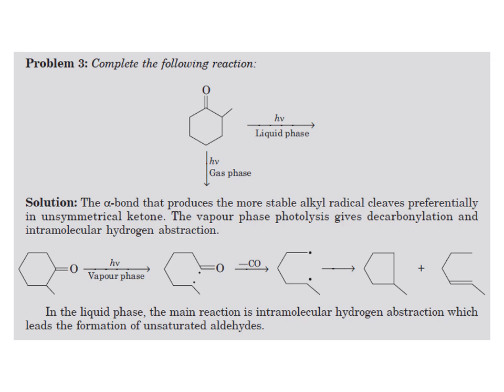So in the vapor phase, the photolysis gives decarbonylation and intramolecular hydrogen abstraction, and in the liquid phase the main reaction is intramolecular hydrogen abstraction, which leads to the formation of the unsaturated aldehyde that we saw in the previous one. So in both cases the products are different.